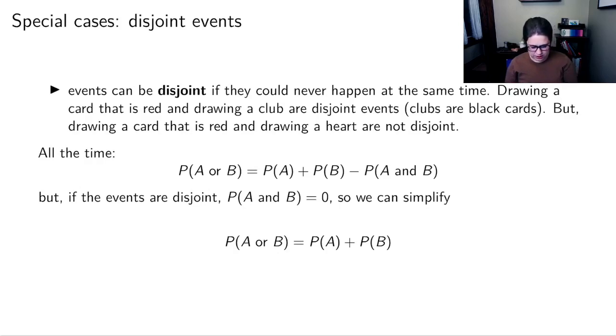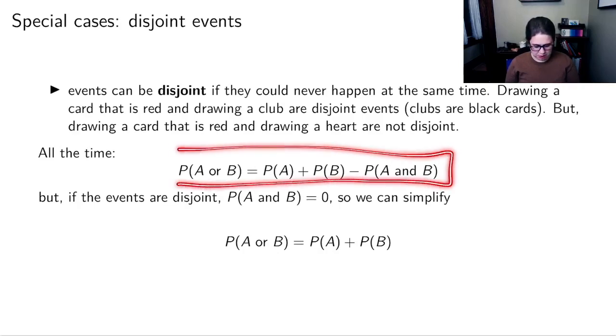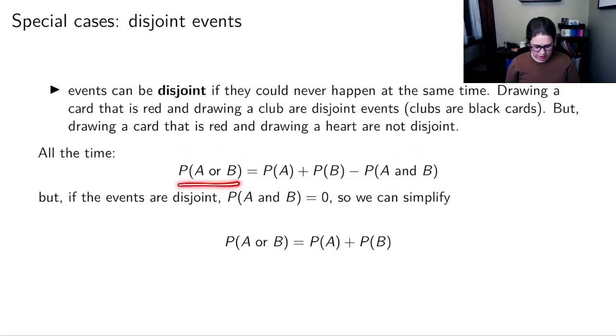And so I've written here all the time. So this is true no matter what. This probability rule: the probability of A or B is the probability of A plus the probability of B minus the probability of both of them together. But if the events are disjoint, the chances of both things happening at once are 0. And so we can just drop that term off and we can simplify.